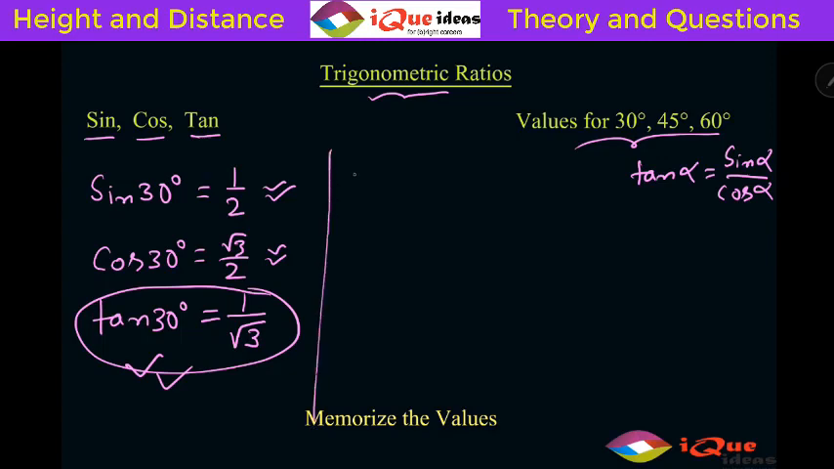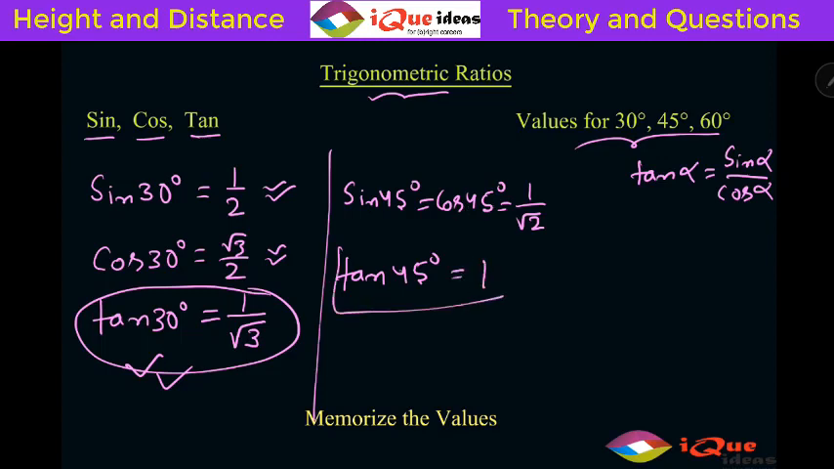Let's say for 45 degree. Sine 45 degree is equal to cos 45 degree and both are equal to 1 by root 2. And tan 45 degree will be equal to sine 45 divided by cos 45 and both are equal, so the ratio will be 1. Right? So tan of 45 degree is equal to 1.